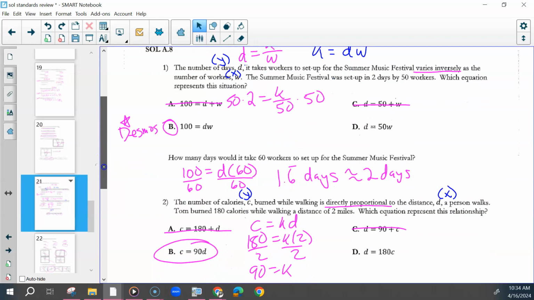And then using either your equation, putting x or w as 60 and solving it, or you can put that into Desmos and see where the two lines cross. And that would be about 2 days.